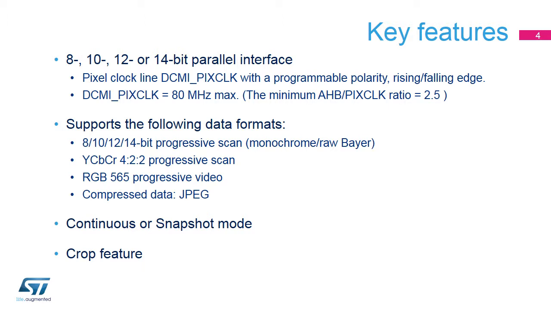It supports color or monochrome cameras using different data formats. Uncoded parallel data, also known as progressive scan, which can be either monochrome or color, raw Bayer. Luminance color-coded on 8-bit, 422 progressive scan. RGB 565, red-green-blue information coded on 16-bit. And some cameras also use this parallel interface to transmit compressed images in JPEG format.